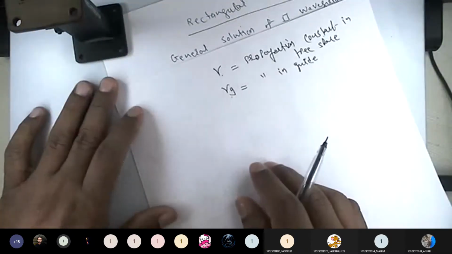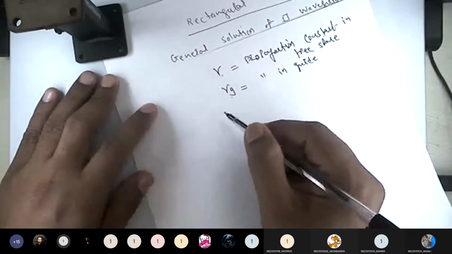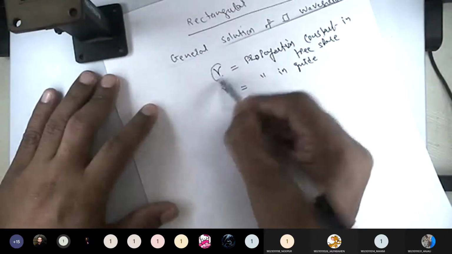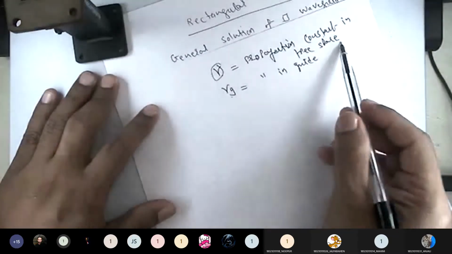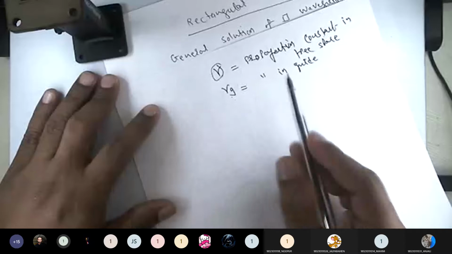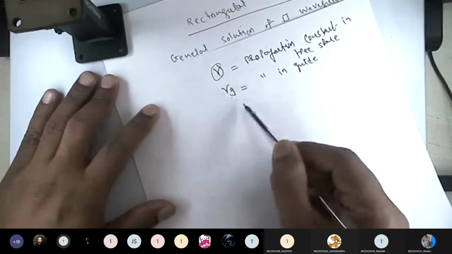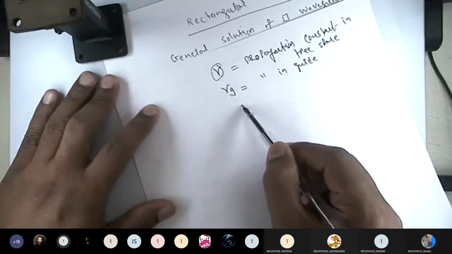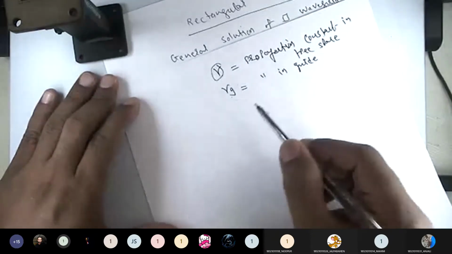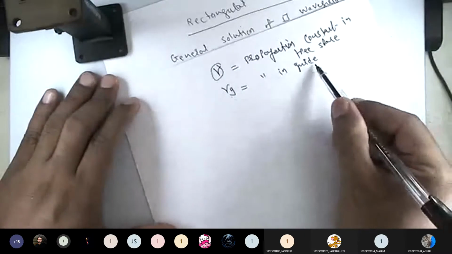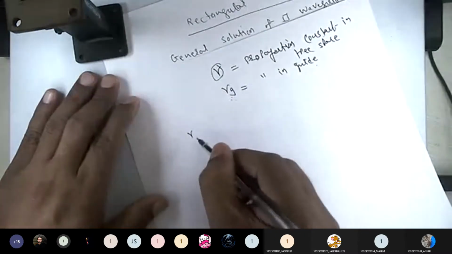So this gamma g differs from our intrinsic propagation constant, this gamma. Earlier we have seen that the propagation constant in free space is gamma, but because our operating wavelength changes, now it is not lambda, but either lambda n or lambda p, and hence we have to introduce the new term, which is called the propagation constant in guide, that is gamma g. So how can gamma g be defined?